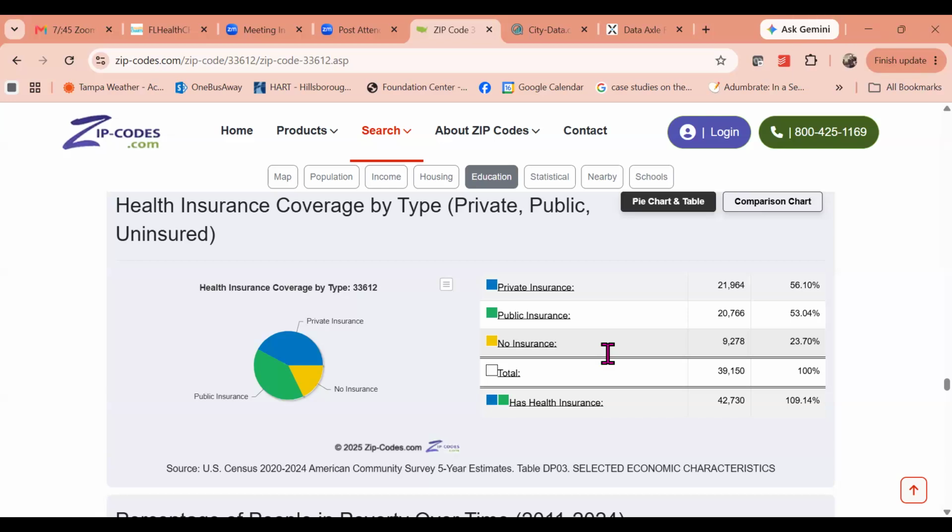When people look at this number and see that 23% don't have health insurance, they think that these people don't work. But most of these people do work. Because if they didn't work, they could get private health insurance. But they make a little bit too much. It might be $1 too much.